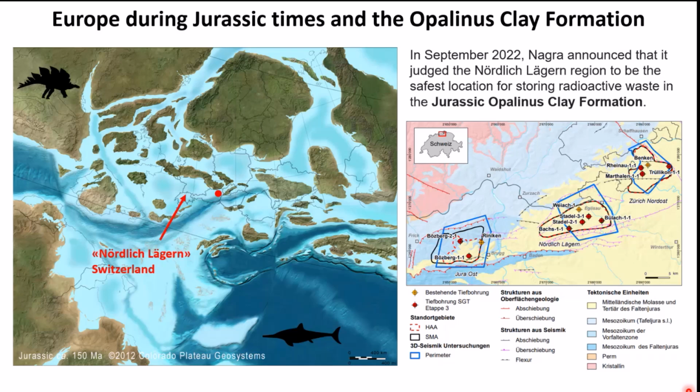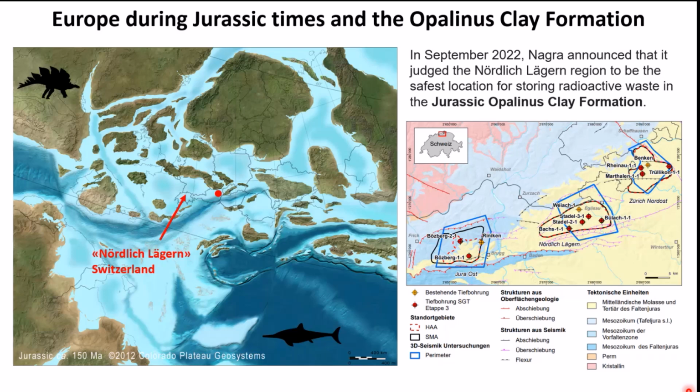Right. No, it was really important then because there was a vast sea, an ocean covering the majority of Europe, and there were clays being deposited in the area of what is nowadays Switzerland. And it is this Jurassic Opalinus clay formation that the Swiss decided is the ideal rock formation for the long-term storage of the radioactive waste. So there were 3 areas selected in northern Switzerland, and ultimately the central area, Nördlich Lägern, was selected to be the best site based on geology.